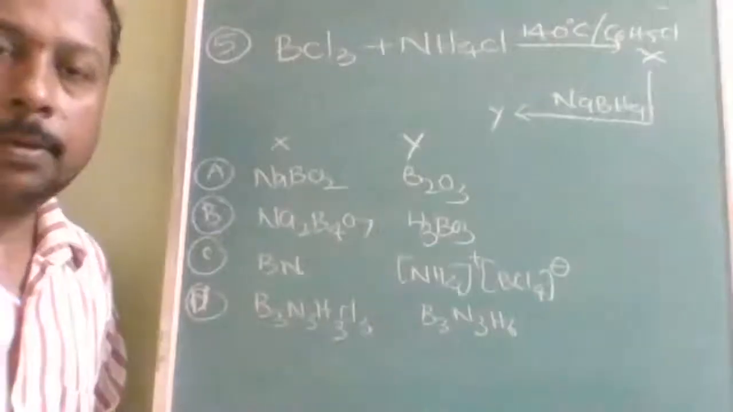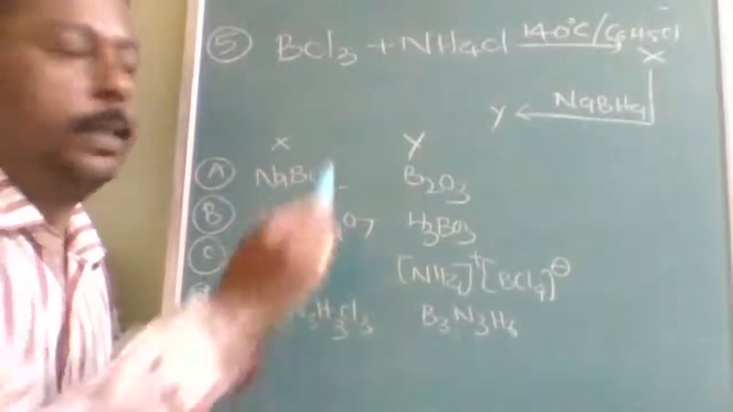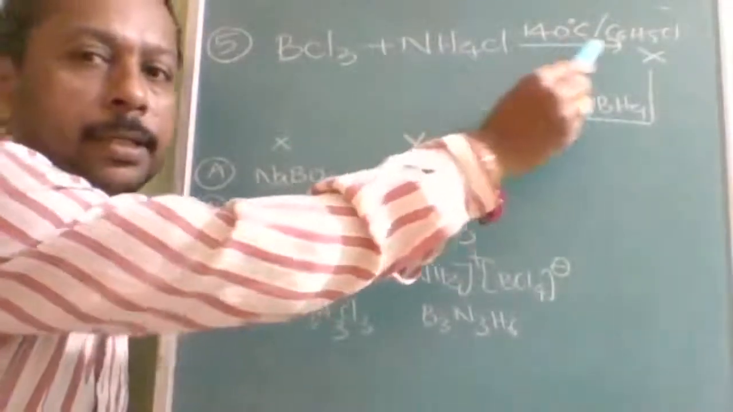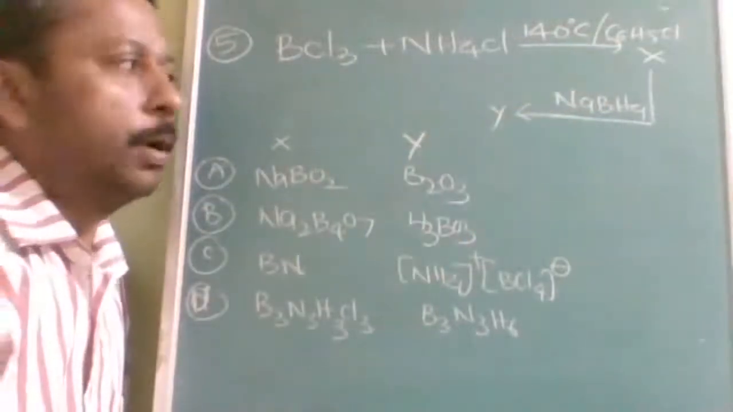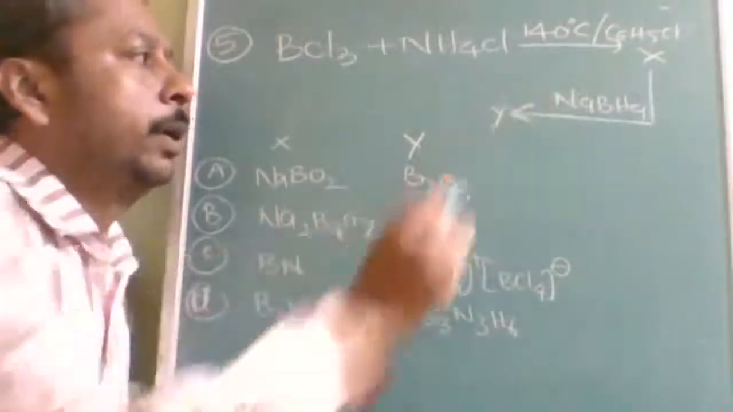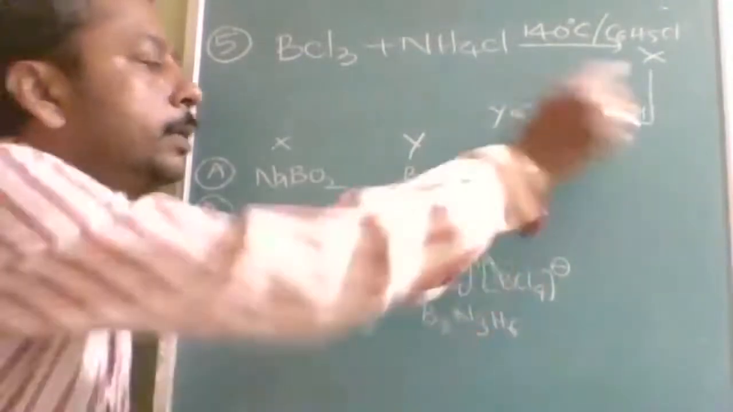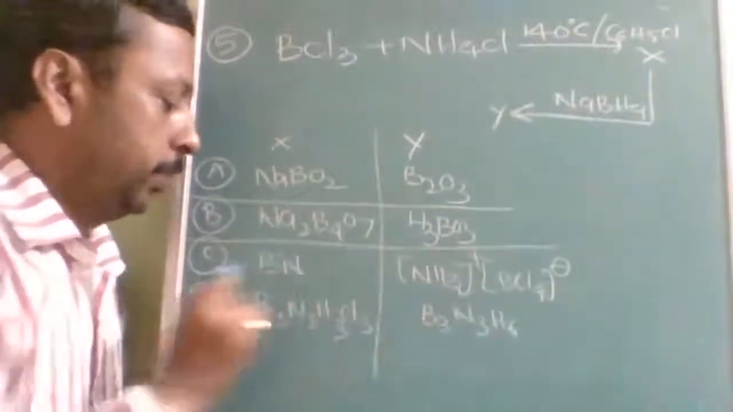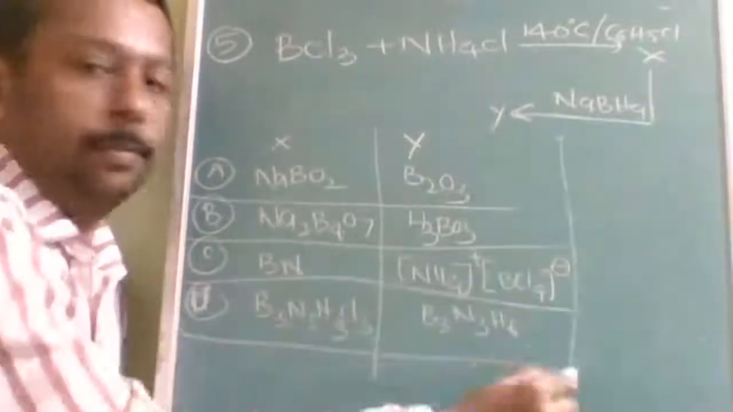Okay, this is a 13th group P block question. Here BCl3 is first treated with ammonium chloride at 140 temperature and phenyl chloride. Then the product obtained is reduced with NaBH4. Then what is X and what is Y? So this is a simple reaction question. So you should not consume much of the time.